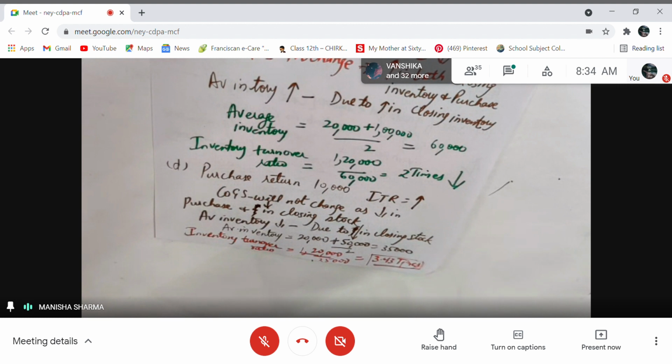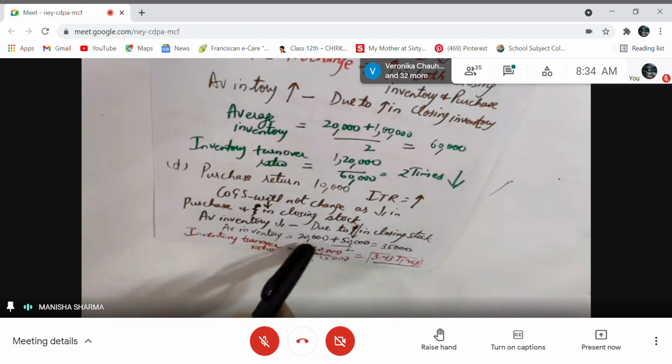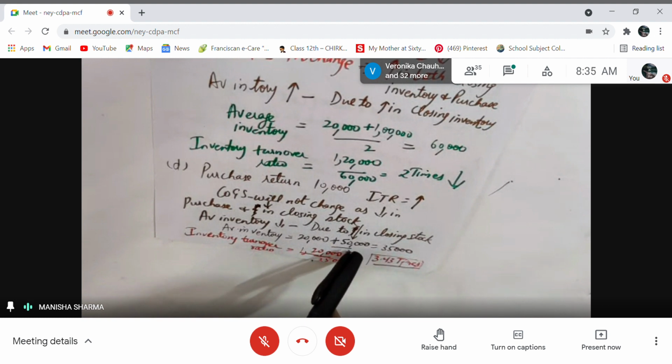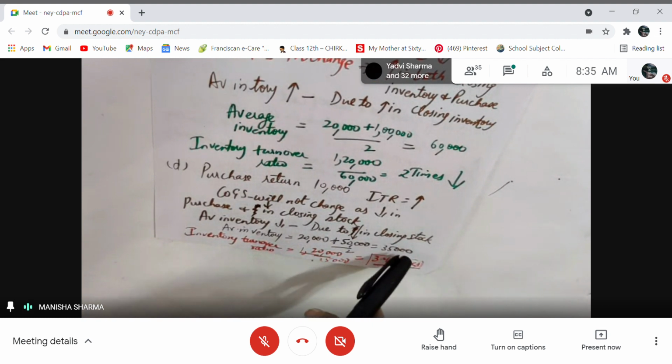Now let's see the effect of the purchase return worth 10,000 on average inventory: 20,000 plus 50,000 due to purchase return, divided by 2, it will be 35,000.